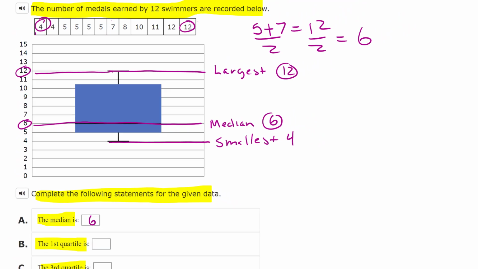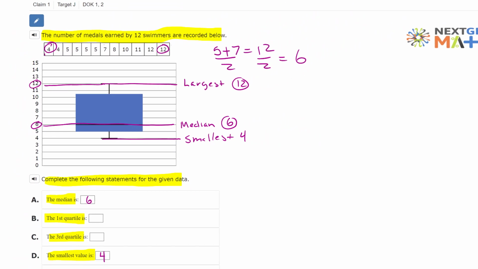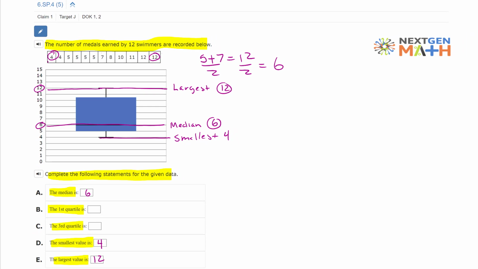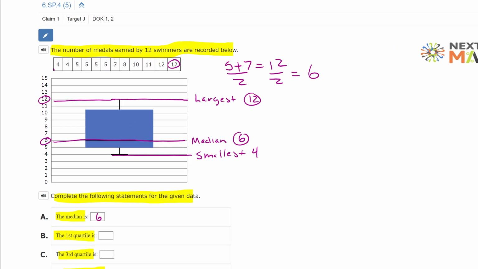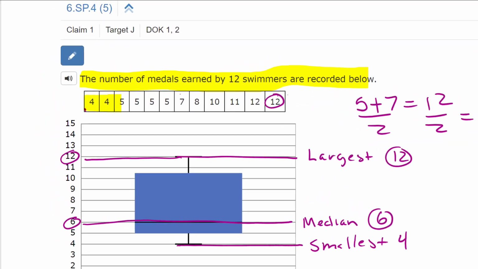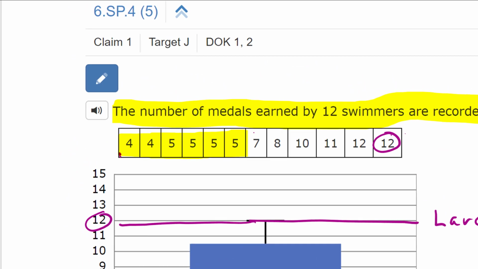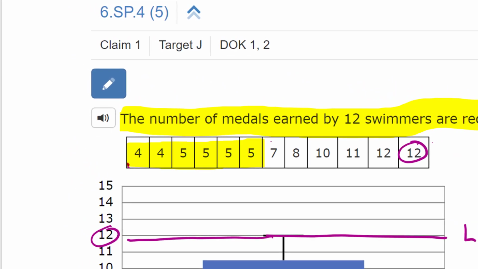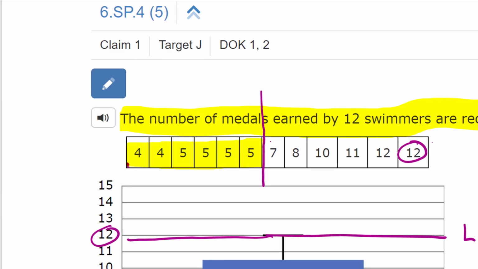Okay, so now what we want to do is figure out the first quartile. Well, the first quartile is going to be this. We're going to find the median of these numbers, 1, 2, 3, 4, 5, 6. Why those numbers? Well, that's exactly half of the numbers.